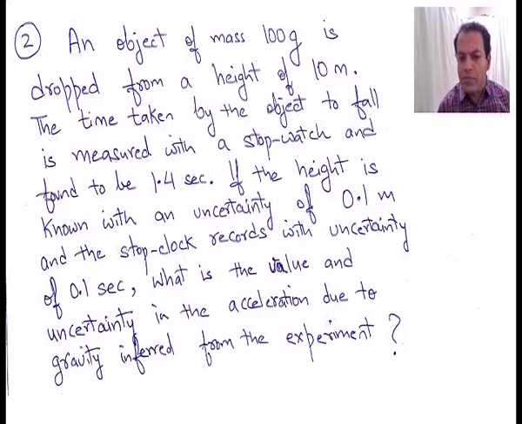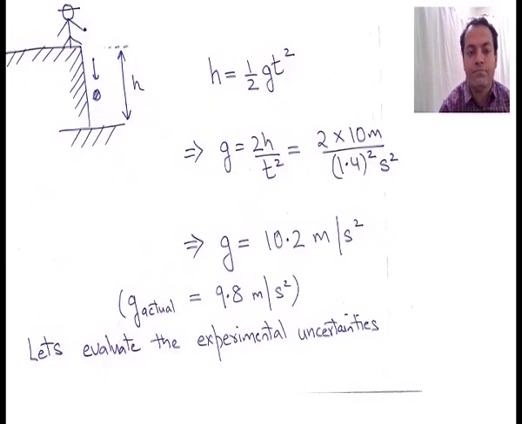When you drop an object from a height it falls, you can use the time of flight or the time of fall of that object to arrive at an estimate of the acceleration due to gravity. Let us find that to begin with. Here I drop a ball, the height is h, the time of travel is t, and from the relation h is equal to half g t square, I can compute the value of g. Plugging in the numbers, what do I get? I get g is 10.2 meter per second square.